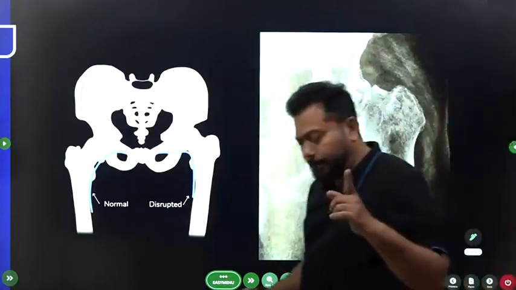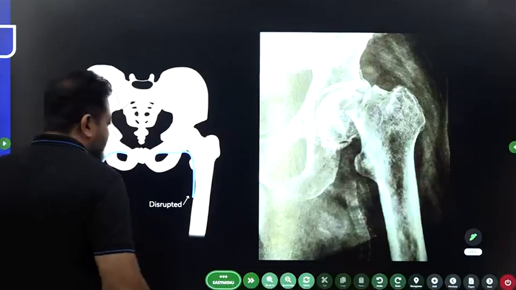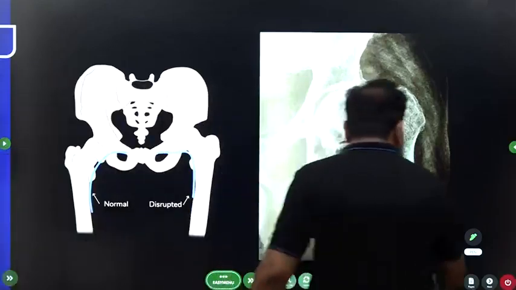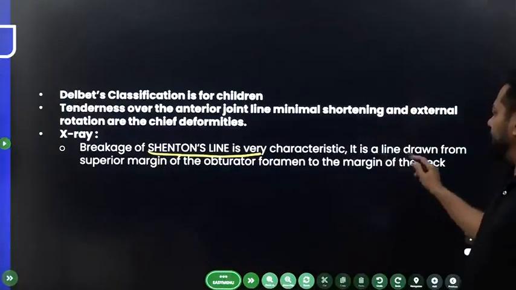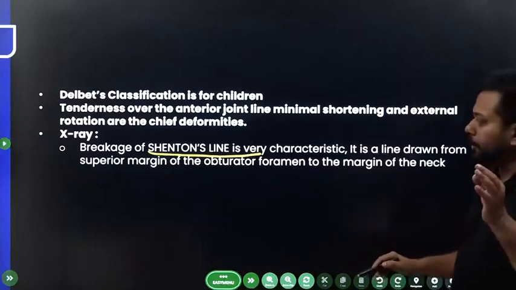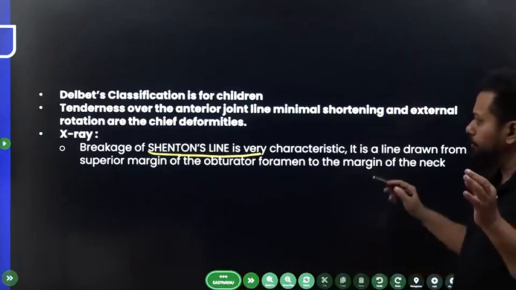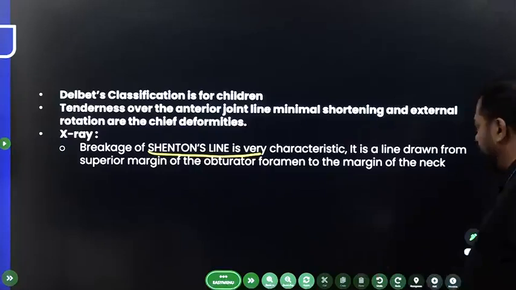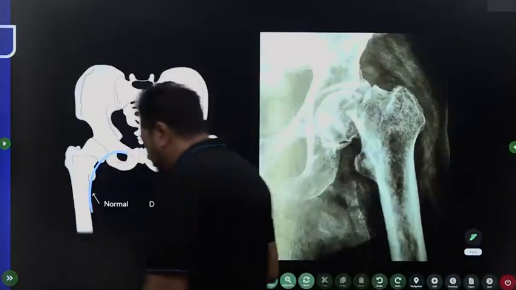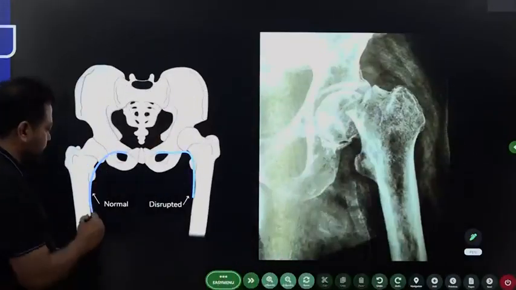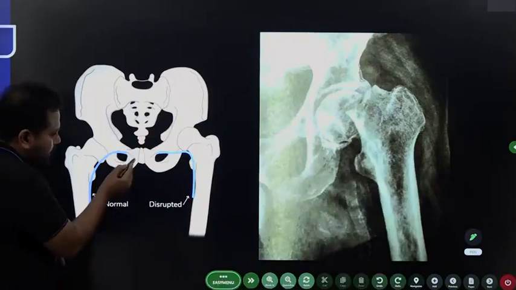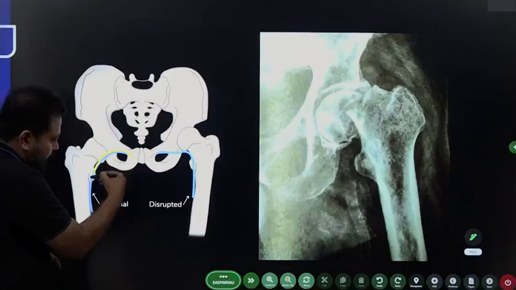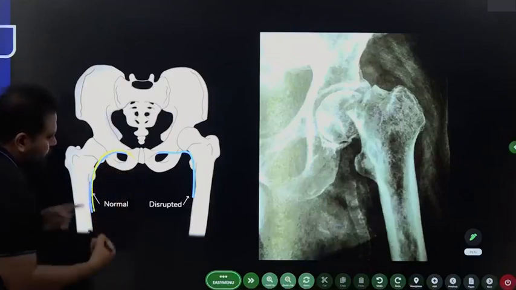What is normal Shenton's line? Shenton's line is the line drawn from the superior margin of the obturator foramen to the margin of the neck. You look at this diagram. This is the normal thing. This is the superior margin of the obturator foramen to the neck. It forms a smooth curve like this.